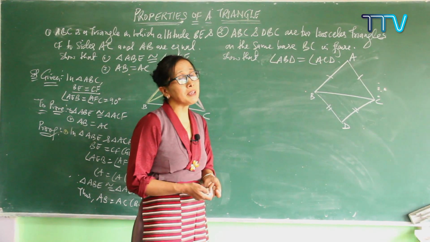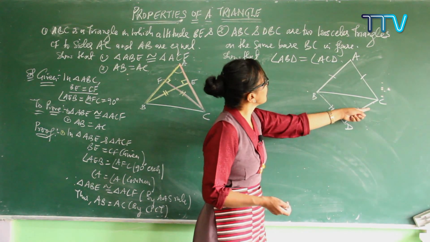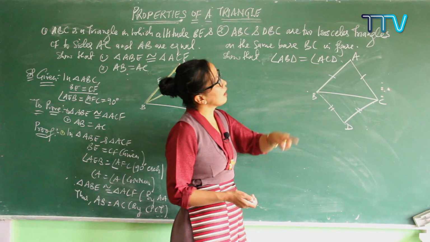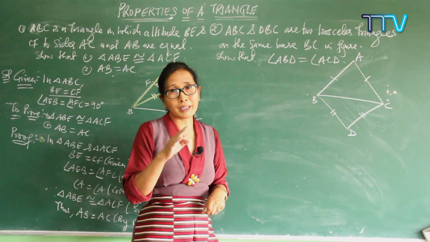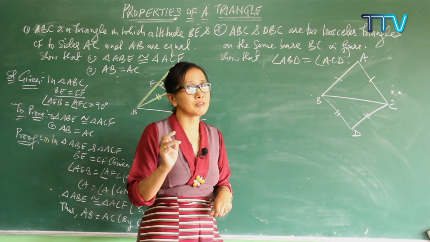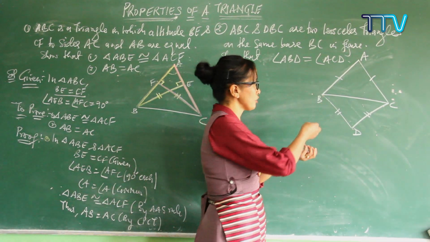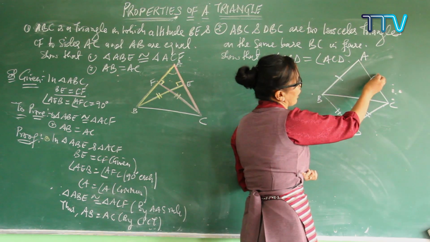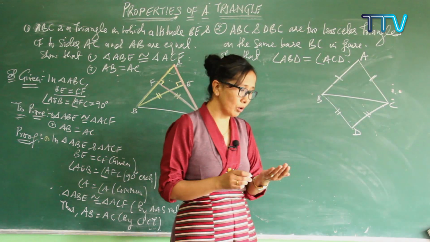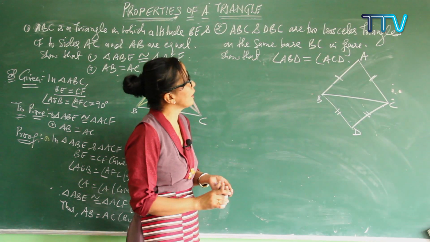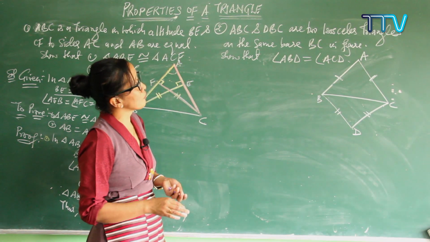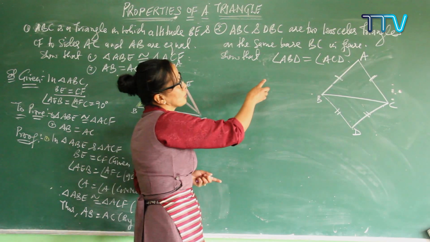Second question, what is written there? ABC and DBC are two isosceles triangles. Isosceles triangle means what? In a triangle, if two sides are equal, that means an isosceles triangle. So here, I've marked the angles. So 1 and 1 means what? These two sides are equal, and on the other side, these two sides are equal to each other in the two triangles. Okay. So now, on the same base in the figure, you have to show that ABD.